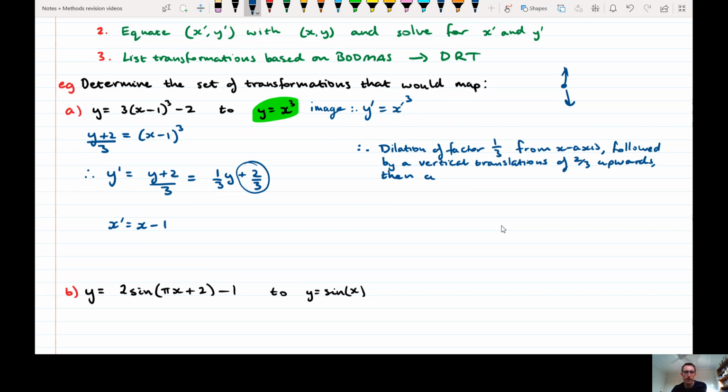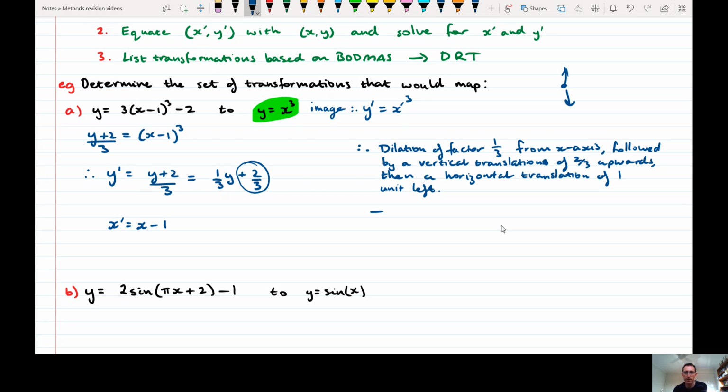Then, well, that's all these ones done. The only transformation left now is this -1. Now, if you have x and you've taken away 1, that means you've moved it to the left 1. So then a horizontal translation of 1 unit left. And that's it.